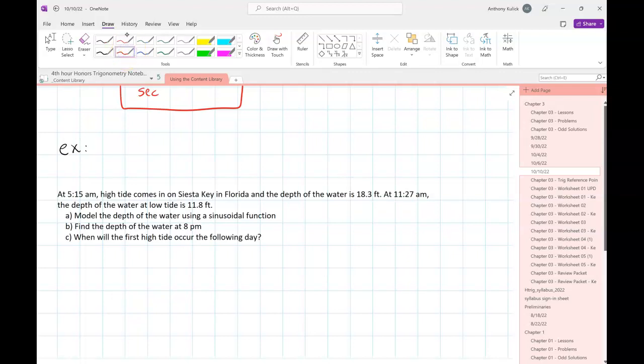All right, so you know what I hear when I read this question? I hear maximum at, and then minimum at. You guys agree? Thinking about it that way, right? It's just telling us a high point and a low point, and that's how tides work.